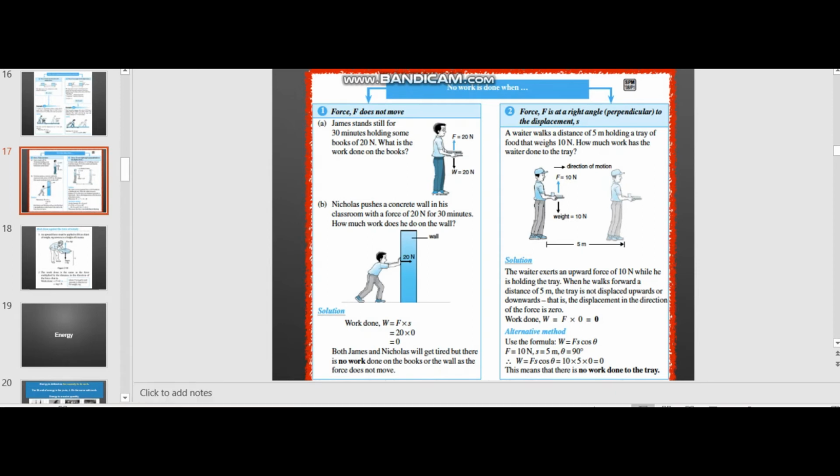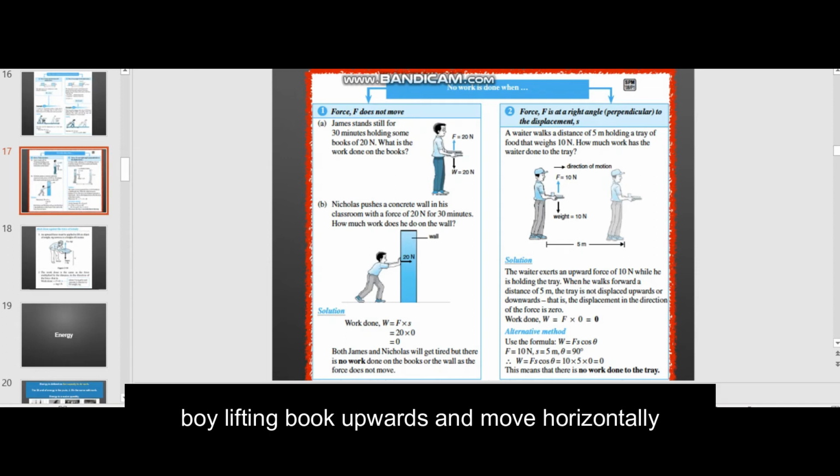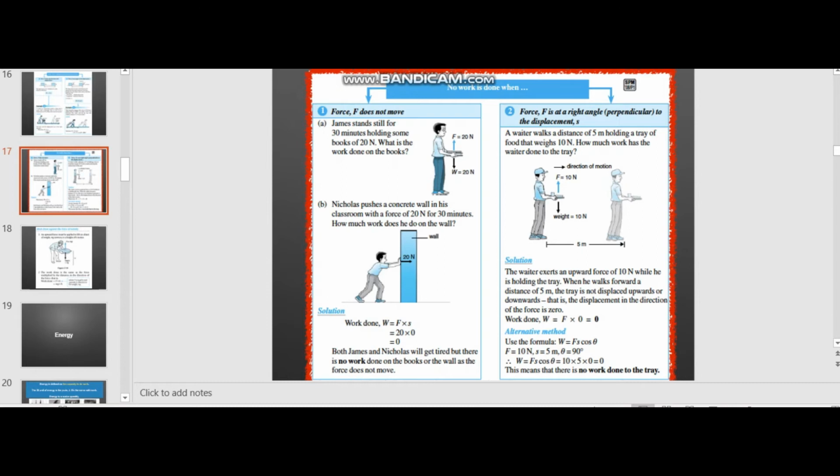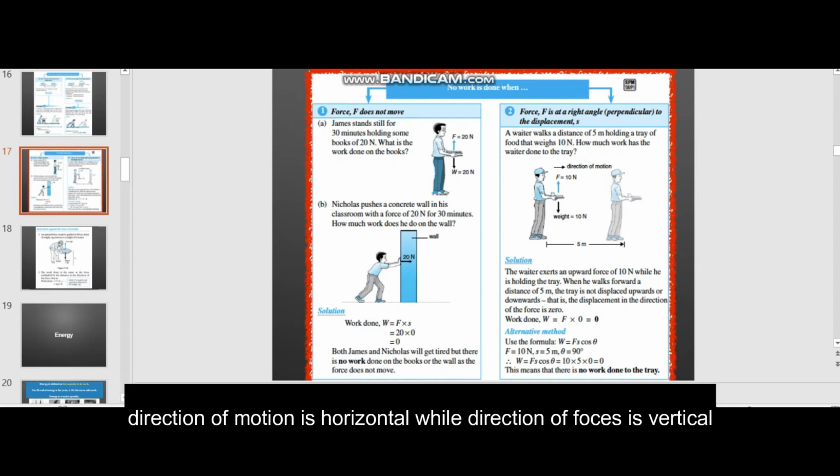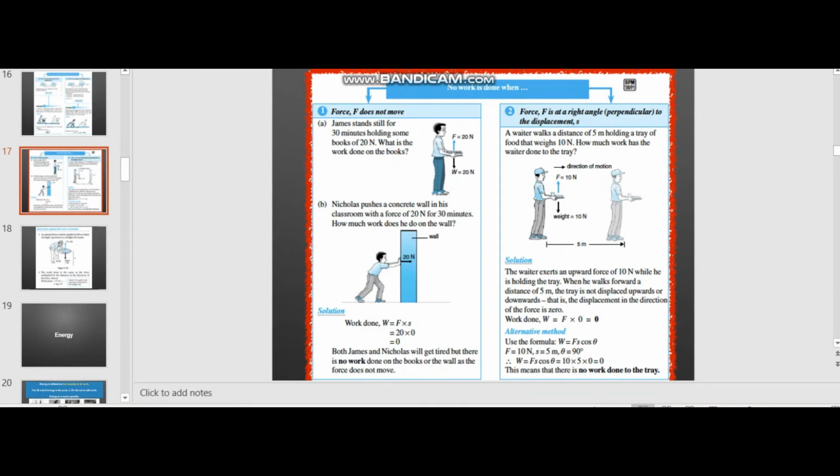And the second example is a boy lifting the book upward with 10 Newton and moving horizontally. As we could see here, the direction of motion is horizontal while the force applied is vertical. So the work done is equal to 0 because there is no displacement in the direction of the force, so s is equal to 0.